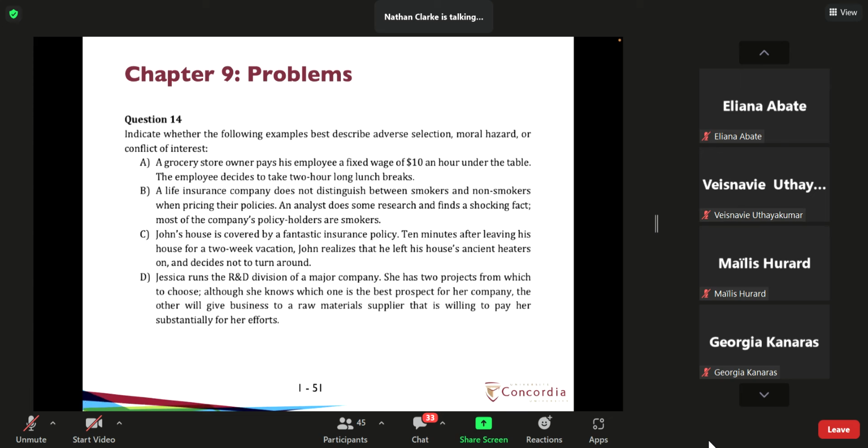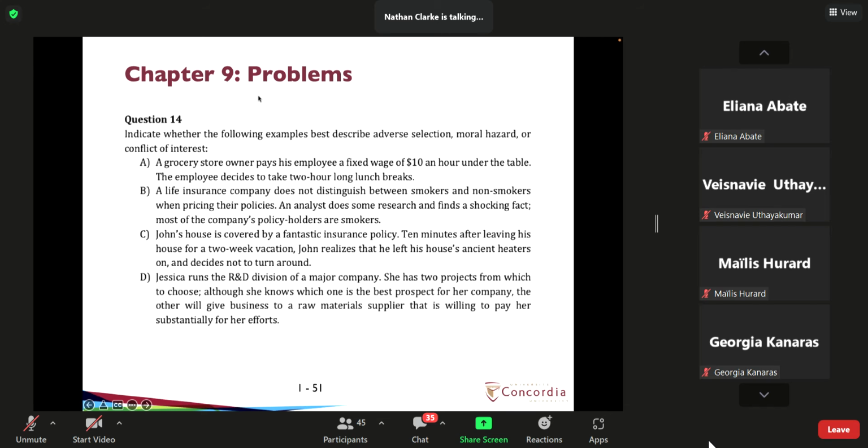Any answers? Yeah, so this one is going to be moral hazard because again, they've changed their behavior after they've done something. They locked in the wage rate and then they've changed their behavior. So A is moral hazard. B says a life insurance company does not distinguish between smokers and non-smokers. They do some research and find that most of the company's policy holders are smokers. This is going to be adverse selection. The reason for that is that they didn't do enough research at the beginning.